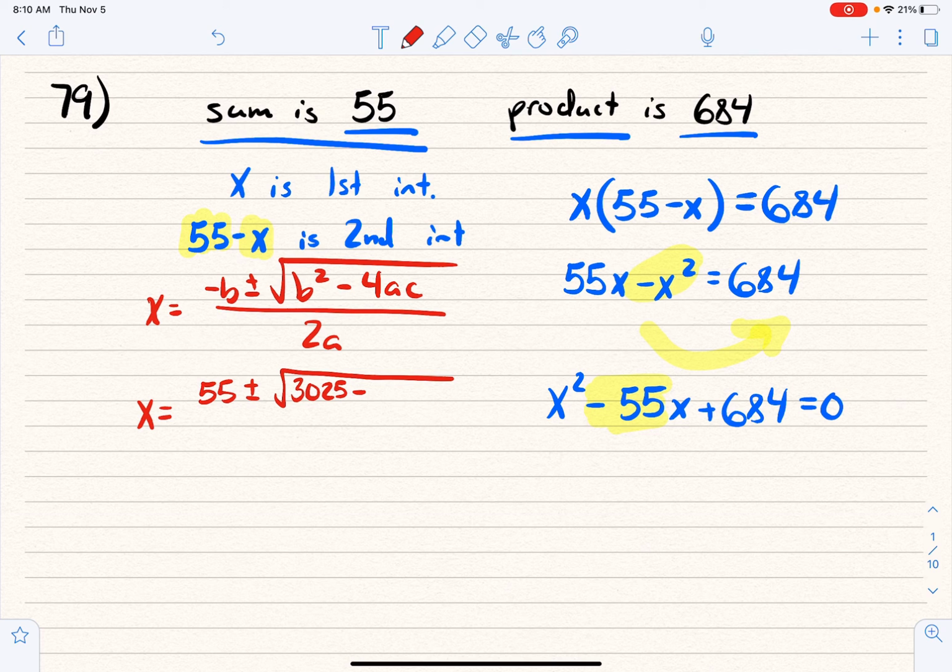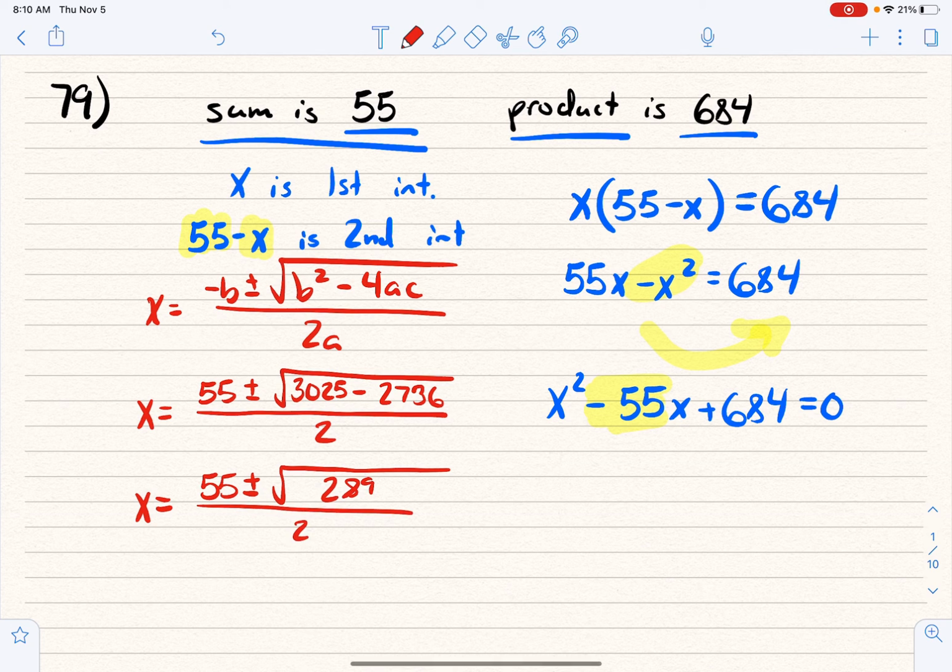So 4 times c, that's going to be 4 times 600 is 2400. 4 times 80 is 320, so that's 2720, plus 4 times 4, 2736. 2736, all over 2a, which is just 2. Okay, so we get x is equal to 55 plus or minus the square root of... Now we go ahead and subtract these. What's the difference between 3025 and 2736? What do we got? 264 plus 25 more gets us 289.